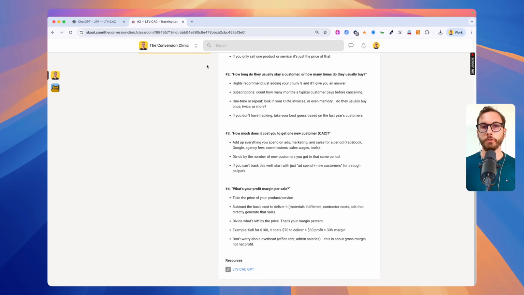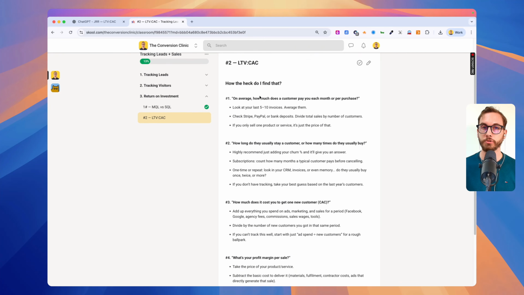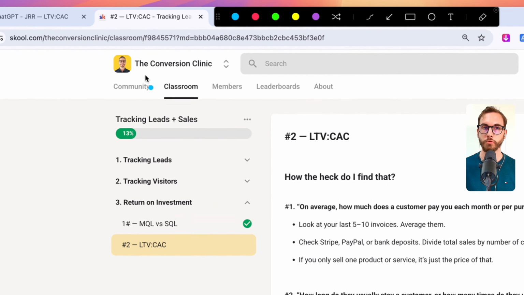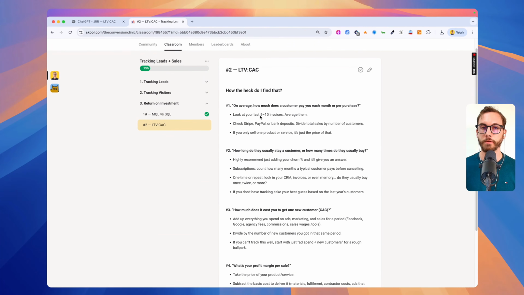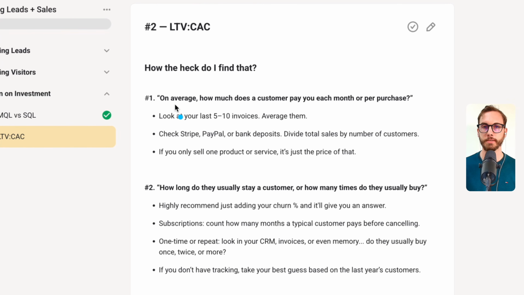Now, if you don't know where to find a lot of these details, I'll just give you a few hints. This is from our school community and the conversion clinic. The first question: on average, how much does a customer pay you each month or per purchase? You could look at your last 5 to 10 invoices if you've got different prices for different proposals, and you could just average them.